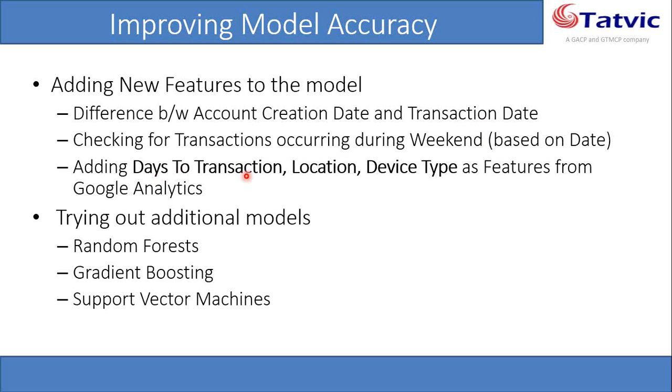We could directly add a couple of other metrics from Google Analytics. Days to transaction might be a good interesting metric to see if it works. Device type, either a tablet or a mobile or a cell phone from which the transaction had occurred. So apart from this, we could try out other models like random forest, gradient boosting, or support vector machines. But all these 3 require some additional training in statistics and a bit of programming know-how in R. So that concludes my part.